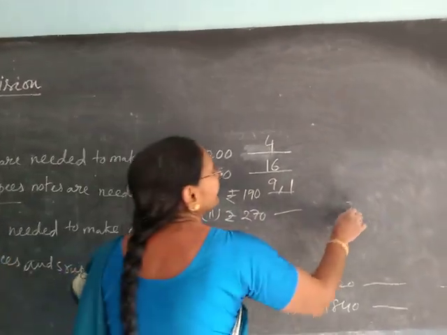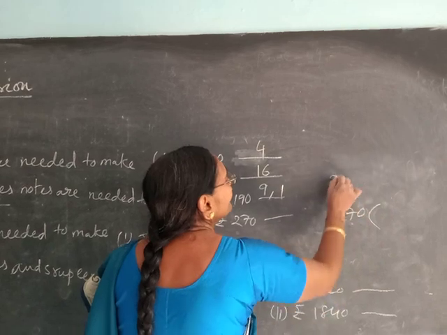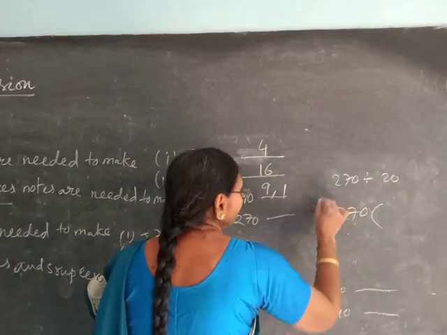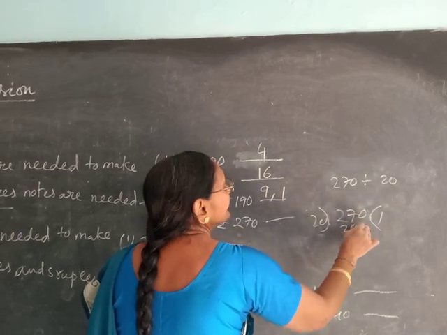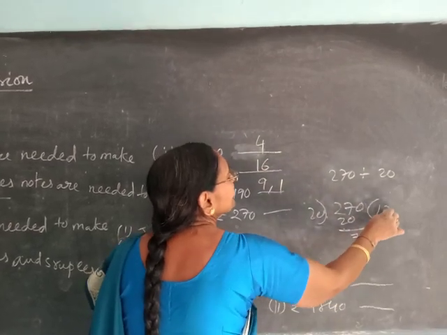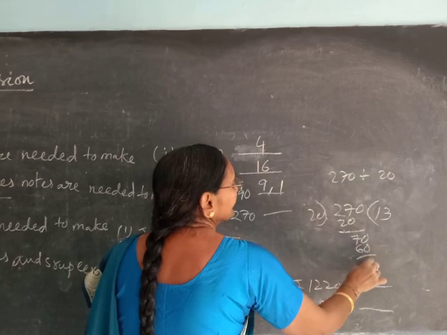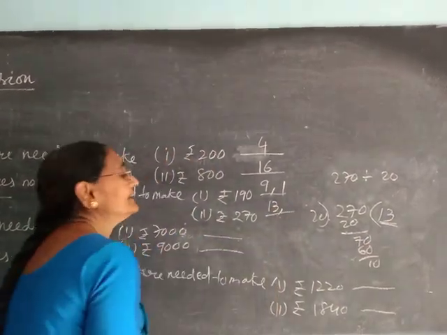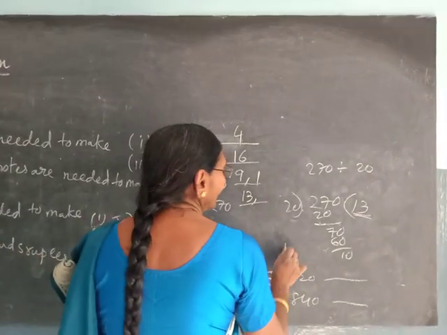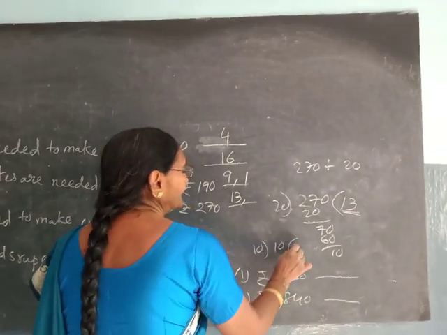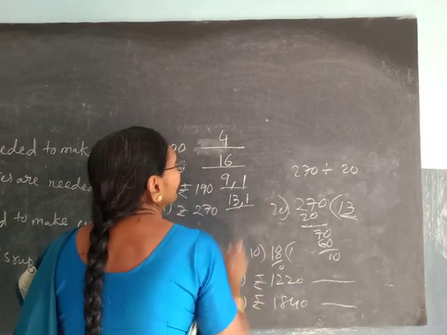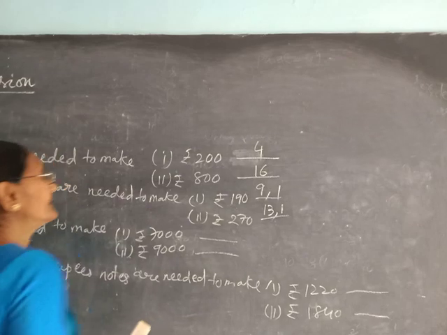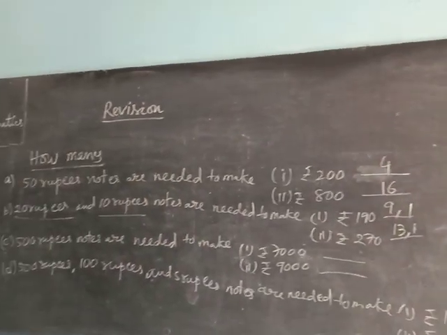Next, 270 divided by how much? 20. 20 1s are 20, then 70, 20 3s are 60, then 10 remains. How many 20 rupee notes? That is 13 notes needed. Then here 10 means only one 10 rupee note needed. As I told you, you have to divide the given amount by the given notes.